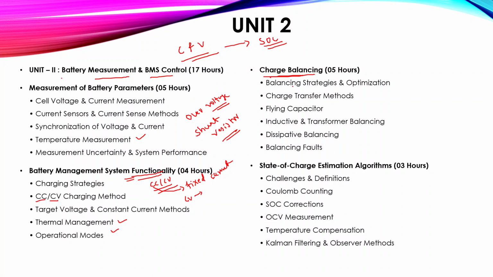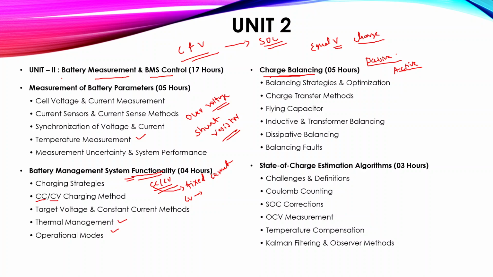have identical capacities. Over time, imbalance between the cells occurs. So, charge balancing ensures equal voltage and charge distribution across all the cells. Now, here there are two main methods. First one is the passive balancing method. Second one is the active method.